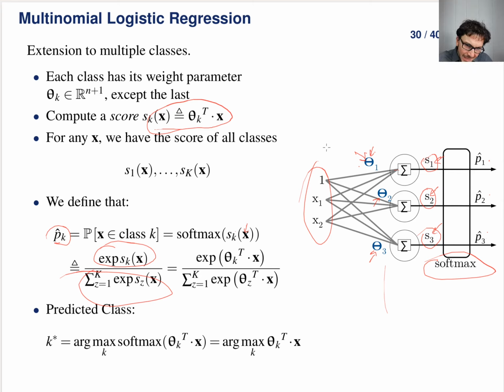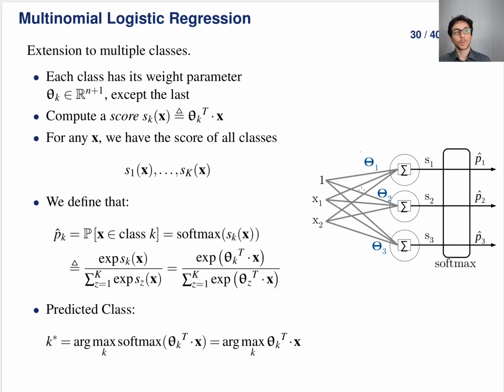So every time a sample comes, we can compute, for instance, probabilities like 0.8, 0.15, and 0.05. So in this case, this sample has, let's say, more probability to be of class 1. So we will classify it as class 1. So the final class of each sample is just the class with the highest probability.